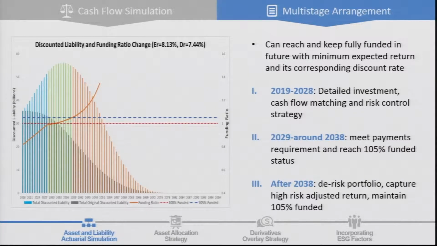Then based on discounted liability and funding ratio change, we design a multi-stage investment strategy. First, from 2019 to 2028, because of low solvency and funding ratio, we need a detailed investment, cash flow matching, and risk control strategy. Then in the second stage, our targets are to meet payment requirements and reach 105% funding ratio, which has a 5% safety margin. Once 105% funded, we don't need a high return like before, so we will tend to de-risk the portfolio and maintain our funding ratio. Next, welcome Travis to talk about the asset allocation part.